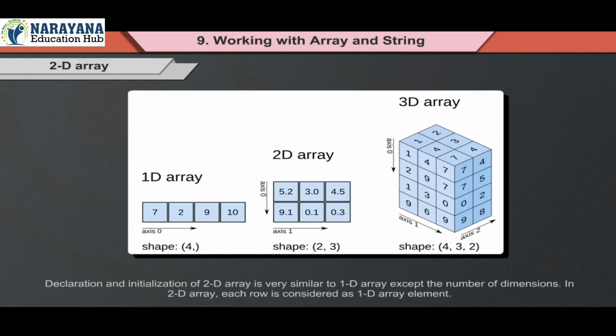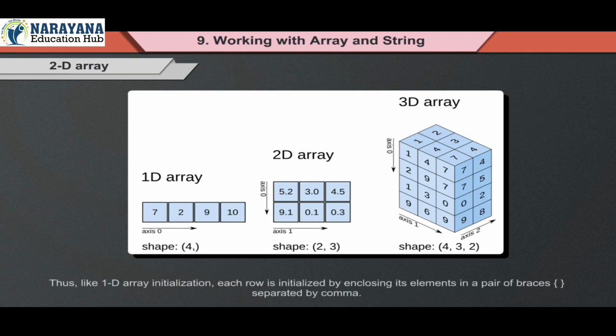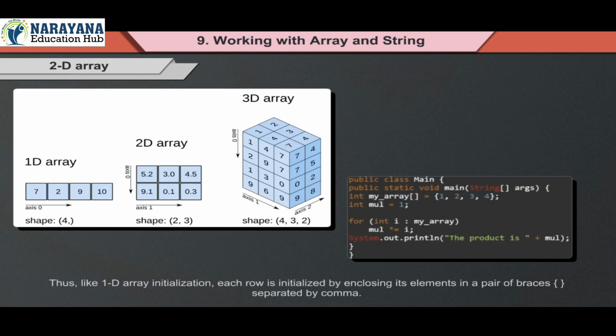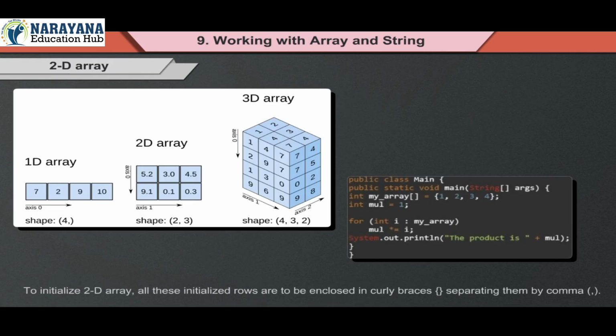Declaration and initialization of a 2D array is very similar to a 1D array except for the number of dimensions. In a 2D array, each row is considered as a 1D array element. Thus, like 1D array initialization, each row is initialized by enclosing its elements in a pair of braces separated by commas. To initialize a 2D array, all these initialized rows are to be enclosed in curly braces, separating them by commas.